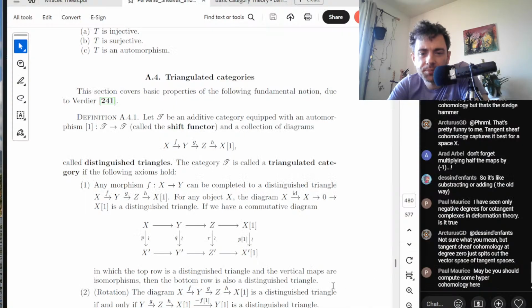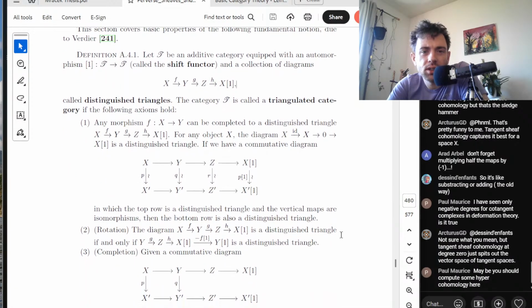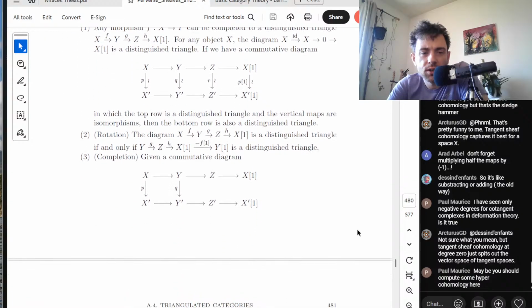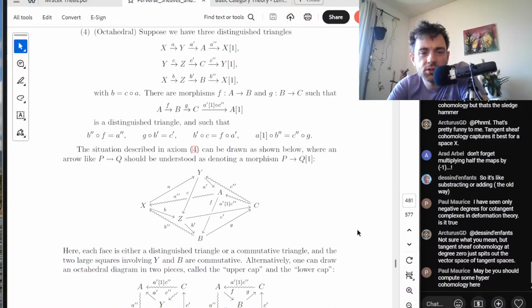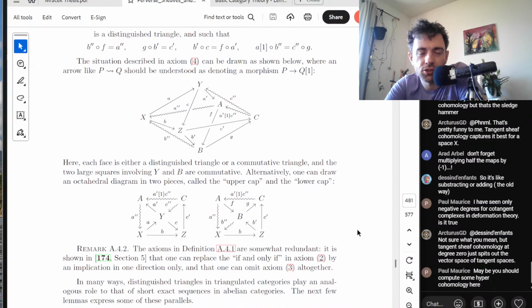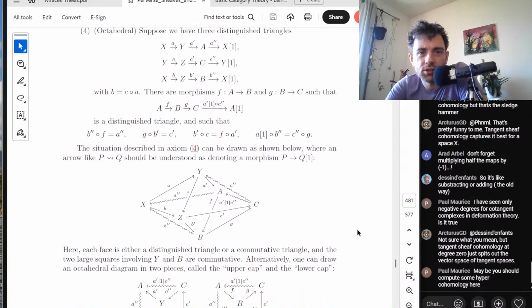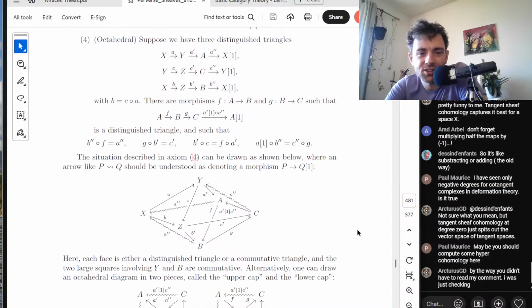Where were we here? So, right, now we have a couple axioms. Well, let me just jump ahead to the octahedral axiom. I don't think I've ever actually applied it. I know it's somewhere buried in the proofs of theorems that one uses for triangulated categories, but I don't think I've ever actually written it down for a proof myself. But here's the octahedral axiom, just because it sounds badass and it's a pretty picture.